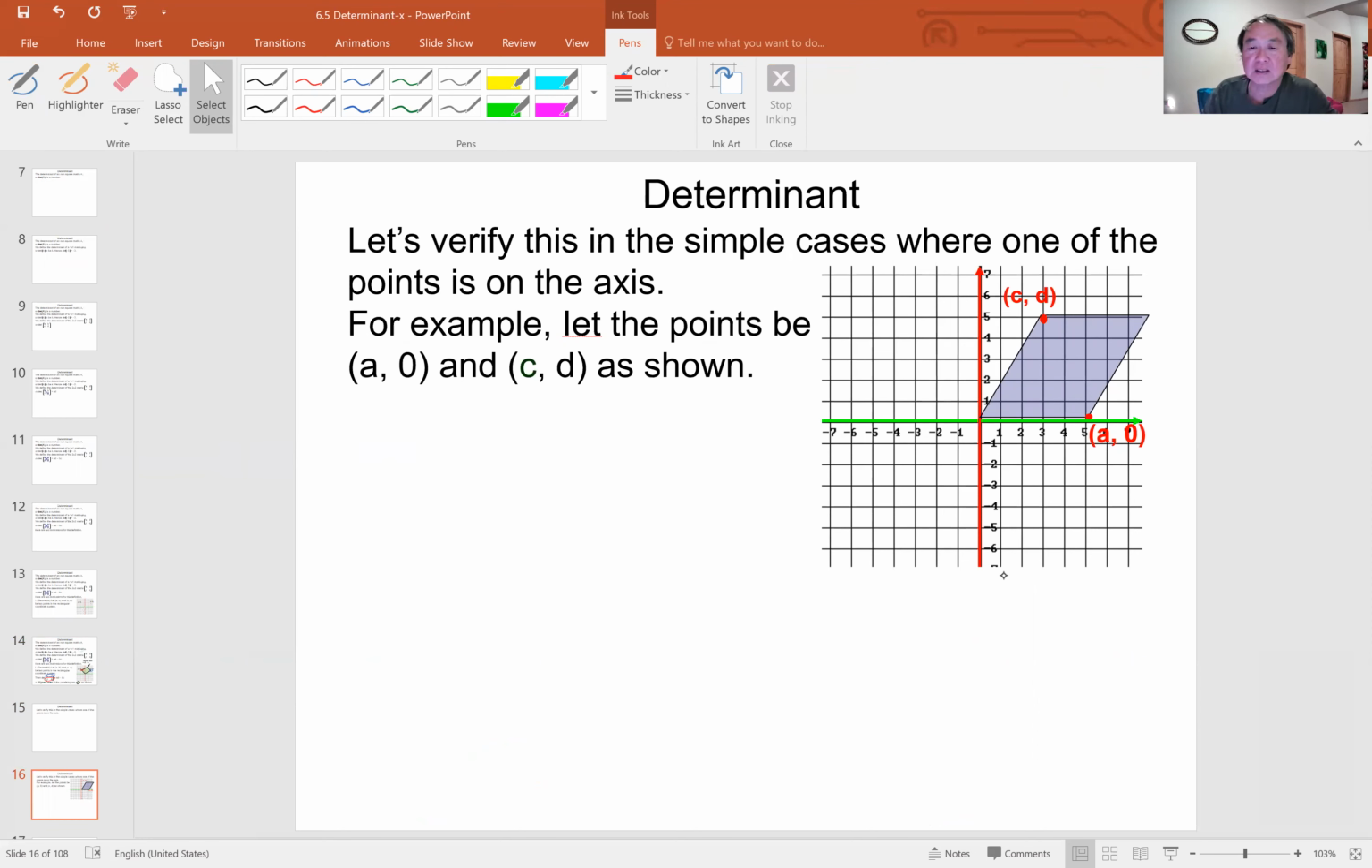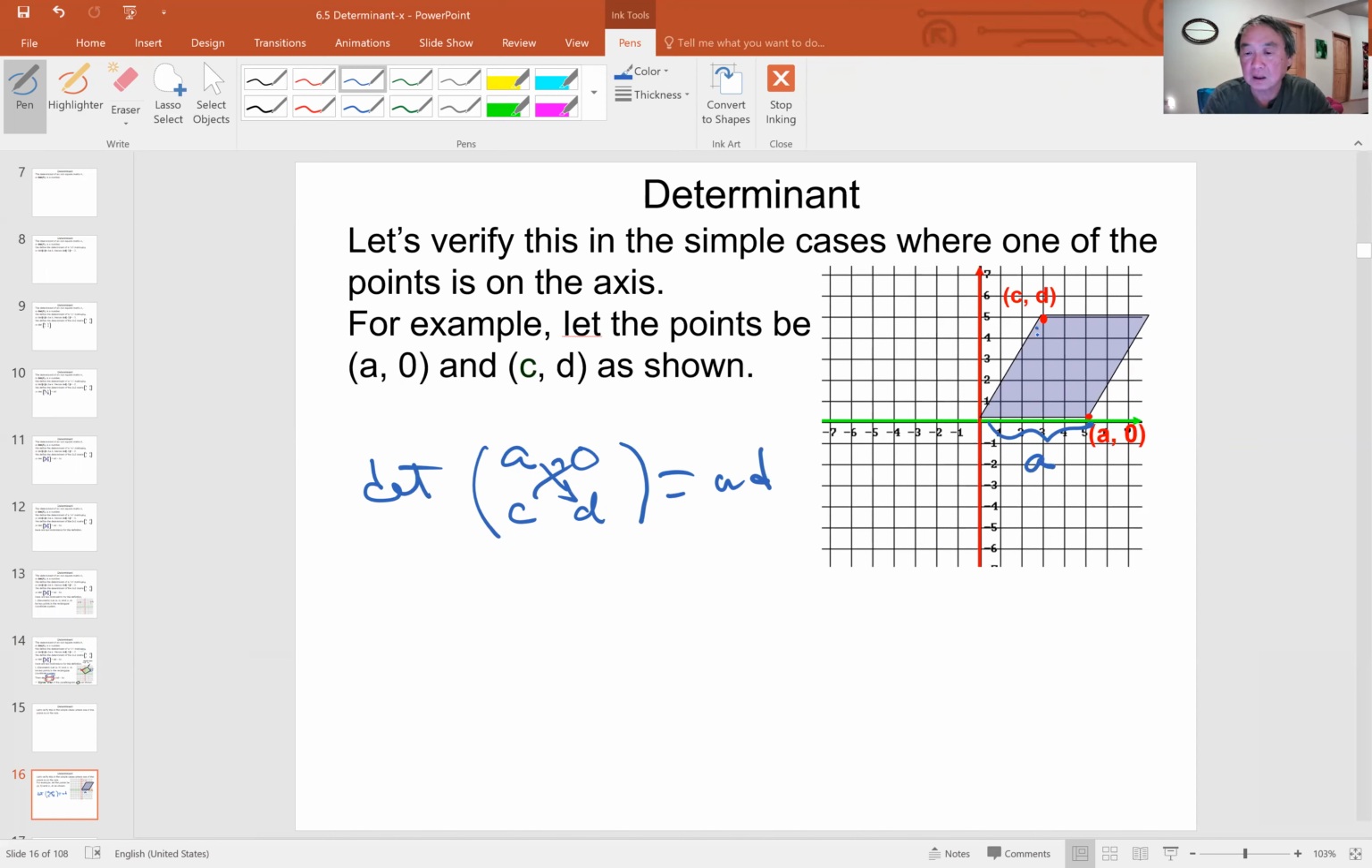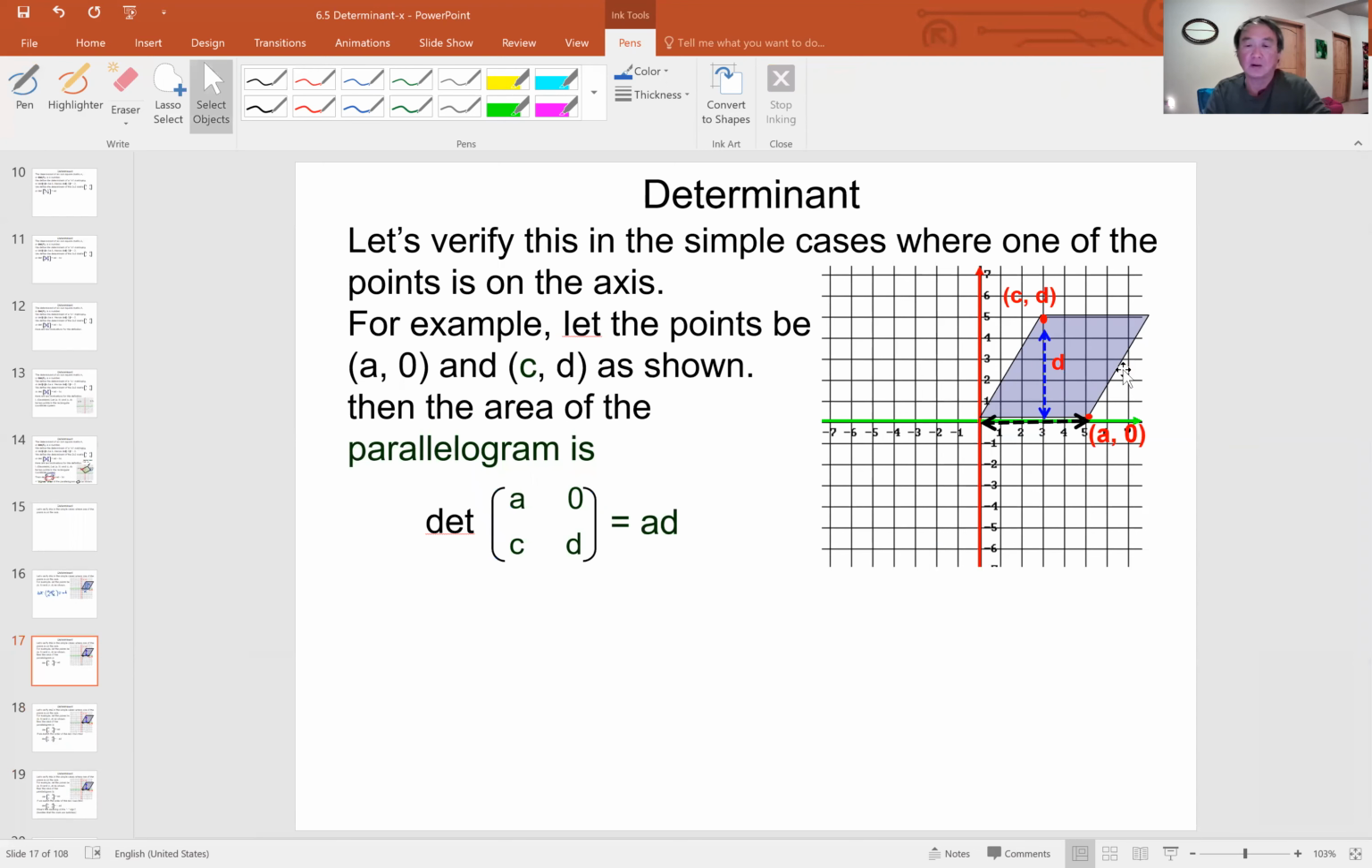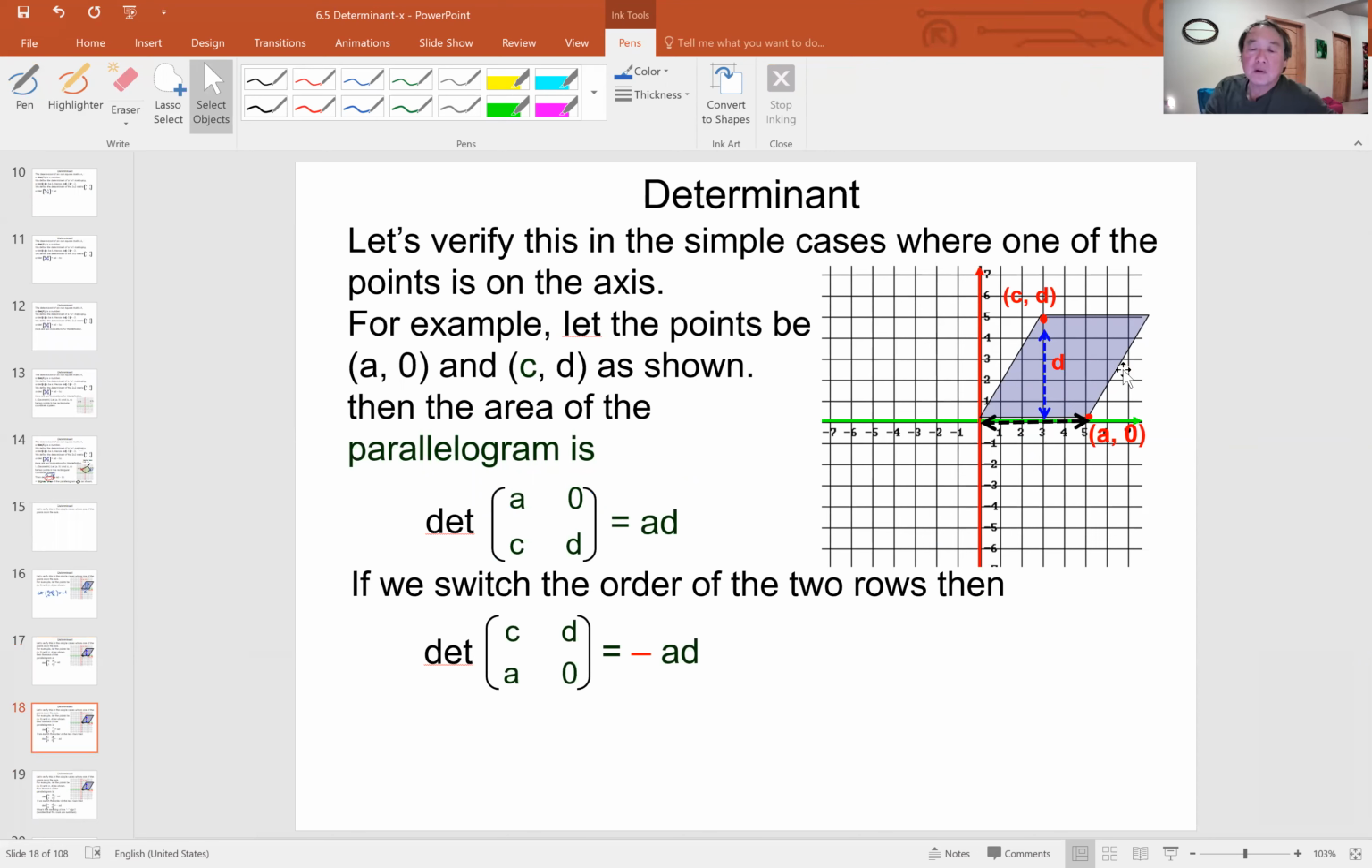Well, first let's demonstrate that this is the case for a simpler case where one of the points sits on the x-axis. If we put this into a matrix, (a, 0) and the second point (c, d) in that manner, and I take the determinant, this is of course a times d. Notice a is from here to here, and d is from here to here, the height. So yes, therefore you get the area of the parallelogram.